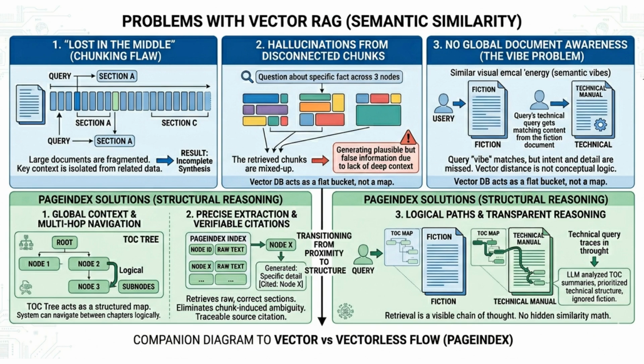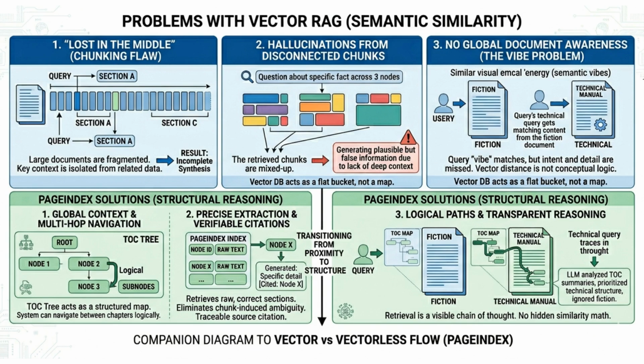Column 3. No global document awareness, the vibe problem. Failure 3 is perhaps the most insidious. No global document awareness, or the vibe problem. This visualization illustrates the problem perfectly. We have a fiction story and a technical manual. To a math model looking at semantic vibes, visualized as similar color energy, they can look similar.